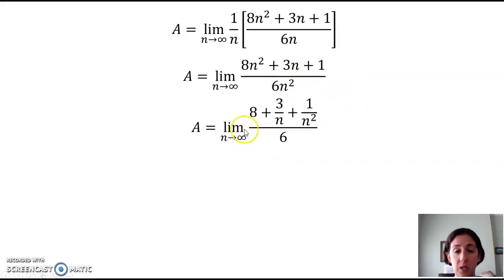The limit as n goes off to infinity of 8 stays as 8. 3 over n goes to 0. 1 over n squared goes to 0. 6 stays as 6. And look at that. We got the area underneath that curve to be 4/3 again.